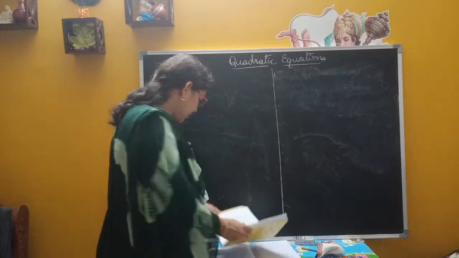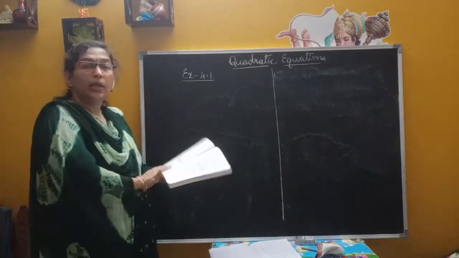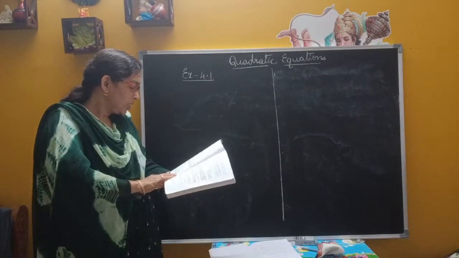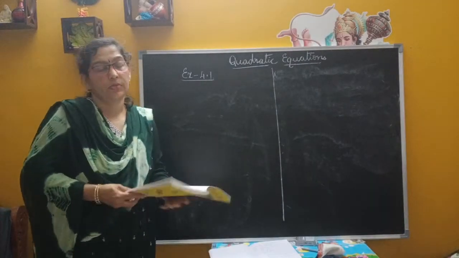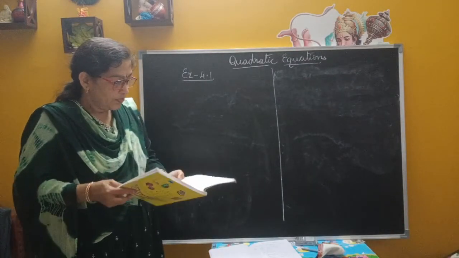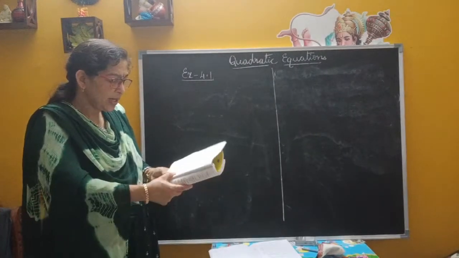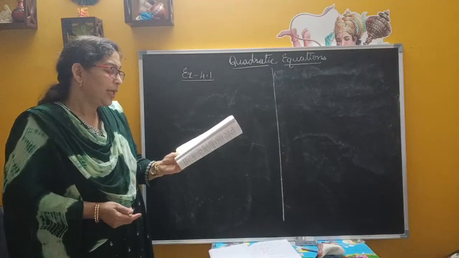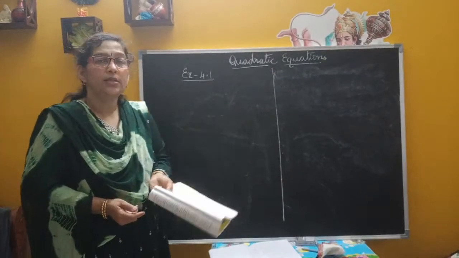Let us go with the first one, very simple one. The second main in exercise 4.1. Represent the following situations in the form of quadratic equations. Okay. First one. The area of a rectangular plot is 528 meters square. The length of the plot in meters is 1 more than twice its breadth.